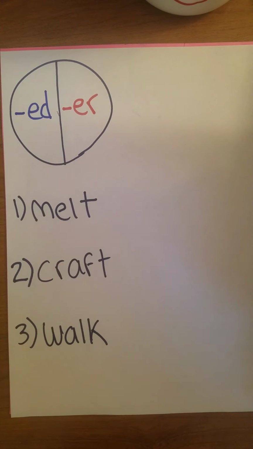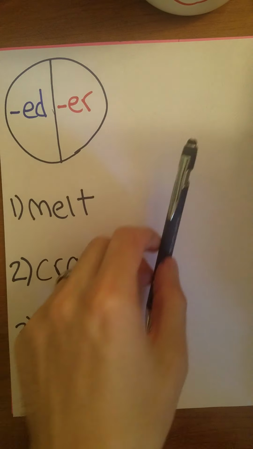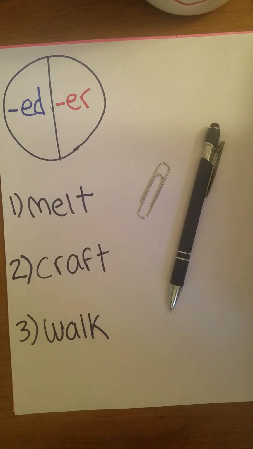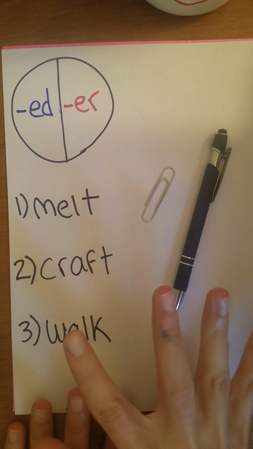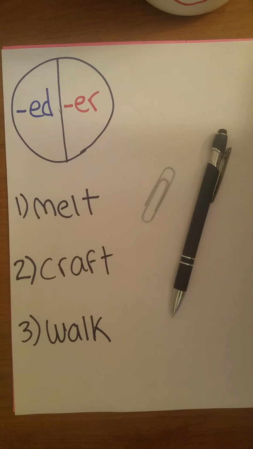All you're going to need for today's activity is a piece of paper, something to write with, and a paper clip for our spinner. You don't need anything just yet. You can watch along for the first one, and then when I go to the second spinner with the new words, that's when you can make your own spinner and try it on your own.